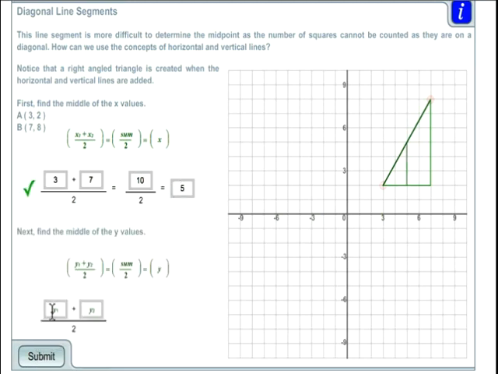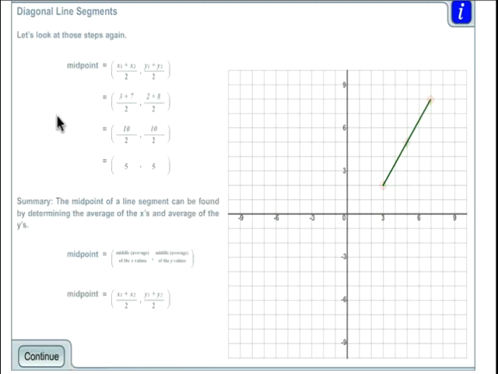Now we'll find the middle of the y's. y1 is 2, y2 is 8. Adding them together, we get 10, divided by 2 is 5. So if we examine the steps again, we were able to find the midpoint at 5, 5 by taking the average of the x values of the endpoints and the average of the y values of the endpoints.